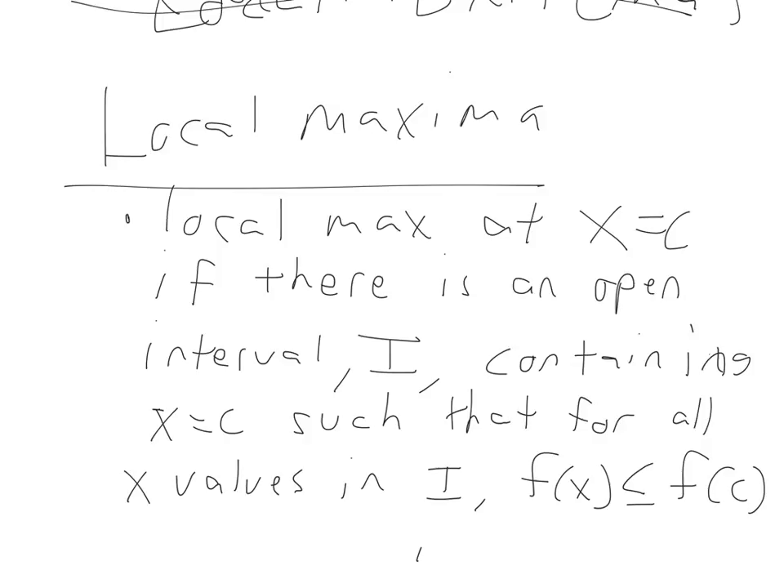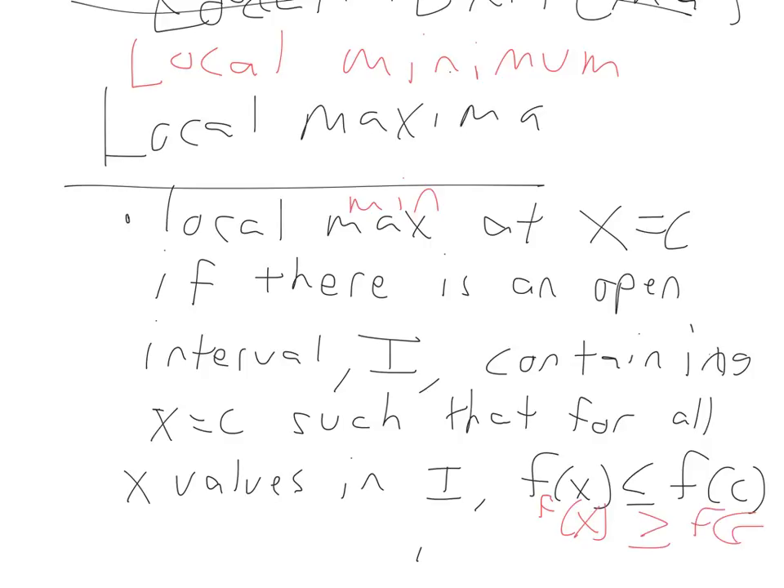And for a local minimum, the definition is the same. There's a local minimum at x equals c if there is an open interval I containing x equals c, such that for all x values in I, the corresponding y values of these x terms are greater than or equal to f of c. So the corresponding y value of that point c is lower than the corresponding y values of all other terms in the interval. That's whenever it's a local minimum.